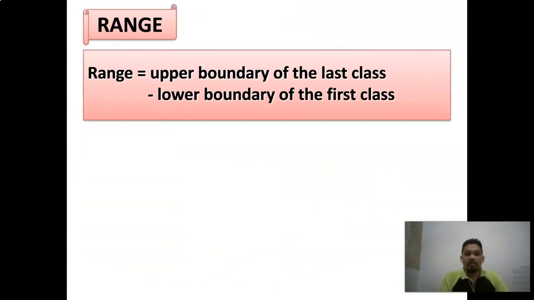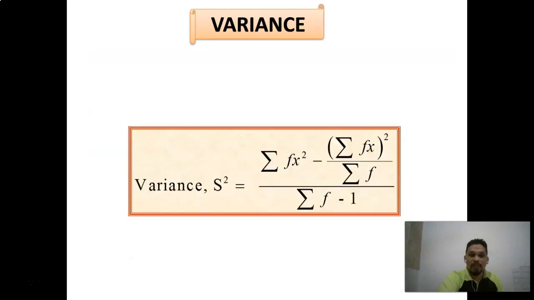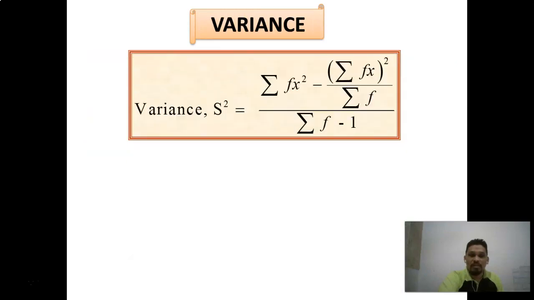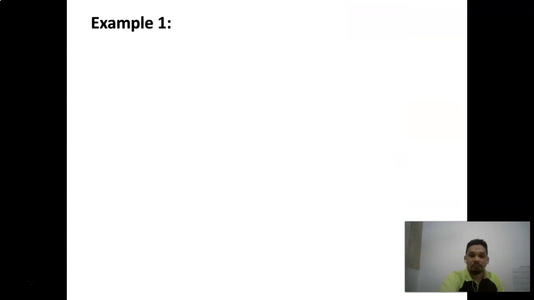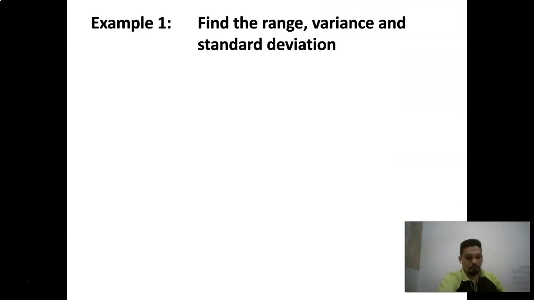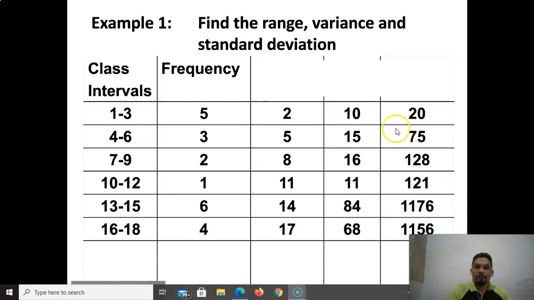Range is the upper boundary of the final class minus the lower boundary of the first class. Interquartile range is the third quartile minus the first quartile, and then variance as you see on the screen, and standard deviation. So example 1: find the range, variance, and standard deviation of this data.